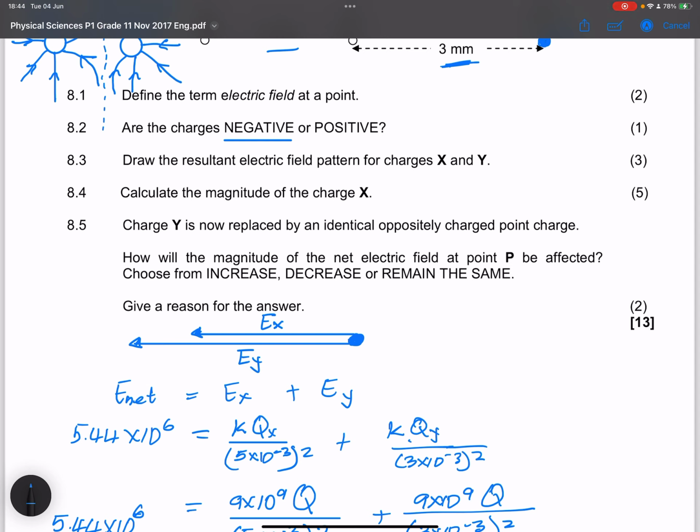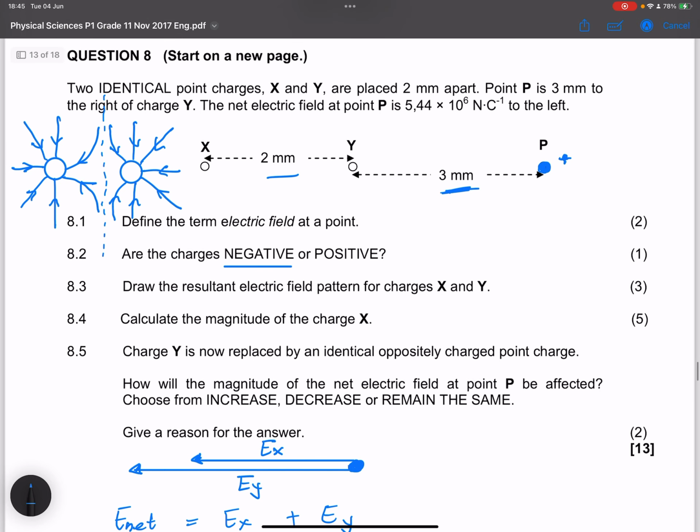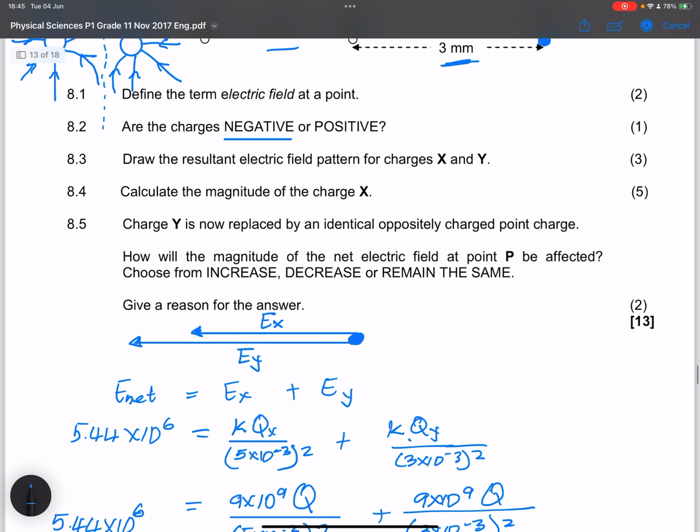Now they say to us the charge on Y is now replaced with an identical, oppositely charged point charge. So they're telling us that instead of having a negative charge, now we're going to have positive. They say, how will the magnitude of the net electric field at P be affected? It will definitely decrease. And they say, give a reason for the answer.